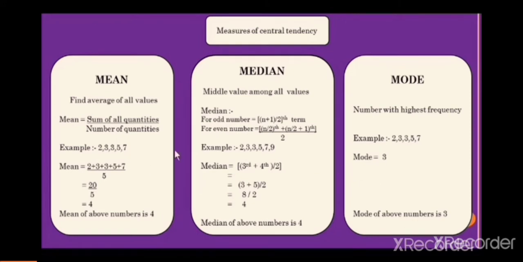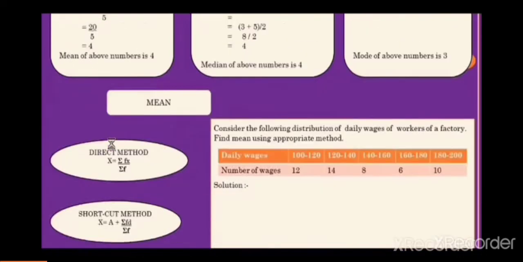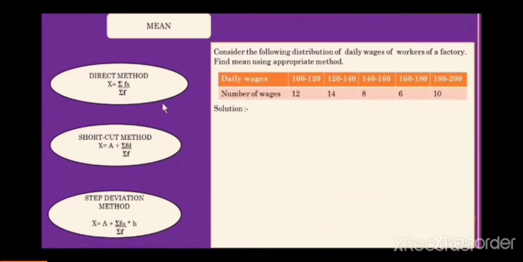And for the mean, we take the number of observations and then divide, and you will get the answer. So in this session we are going to learn mean. You learned it already in class 7, mean and median for ungrouped data. We are going to learn in this chapter 14, mean.